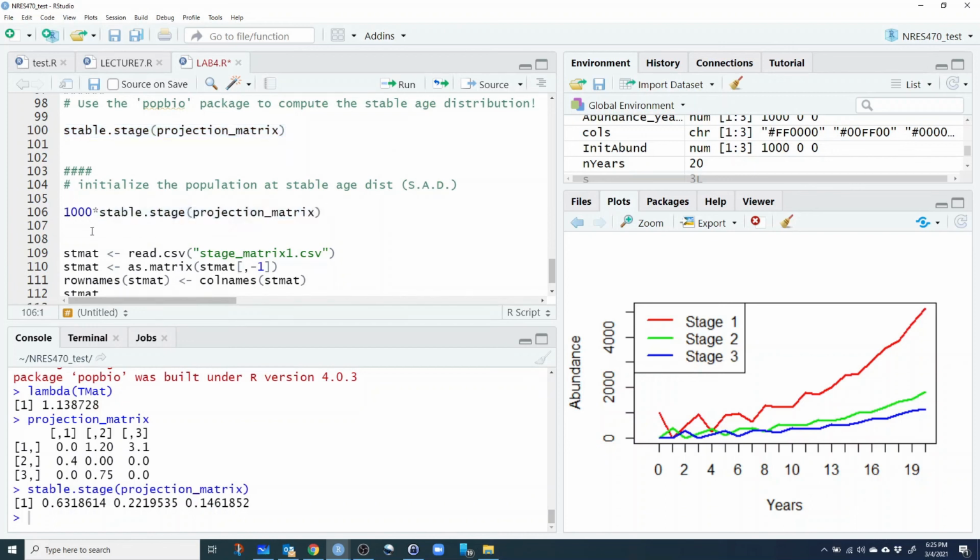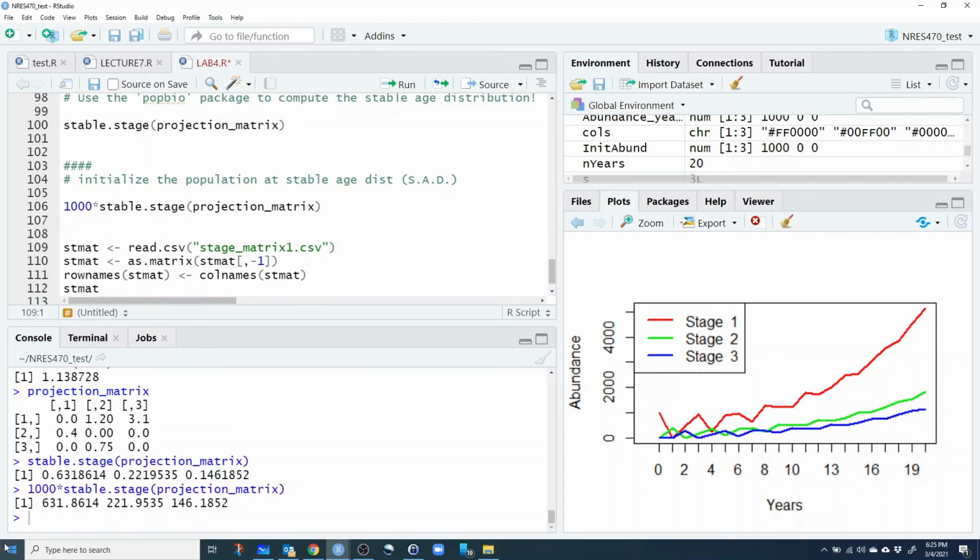So if we do that, we know we should have about 631 stage 1, 221 stage 2, and 146 stage 3. It's that simple. Just multiply the stable age distribution by the initial population size, and that gives you the n sub 0, or the initial population. And let's round that so we have whole numbers. All right.